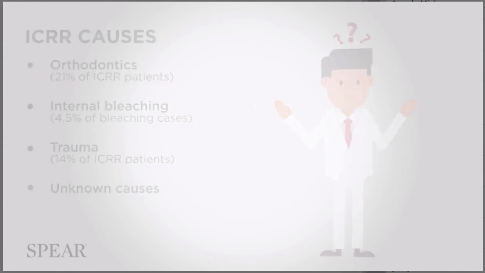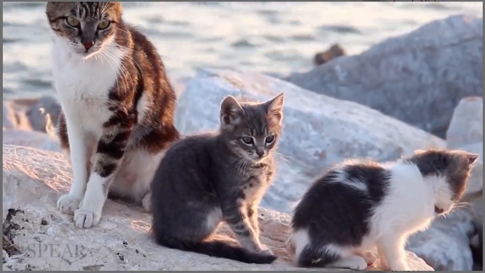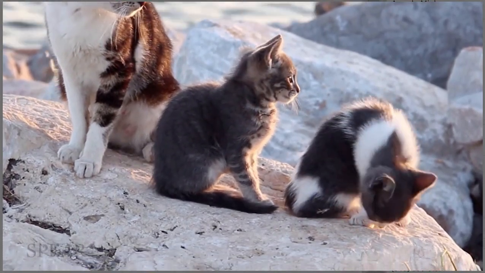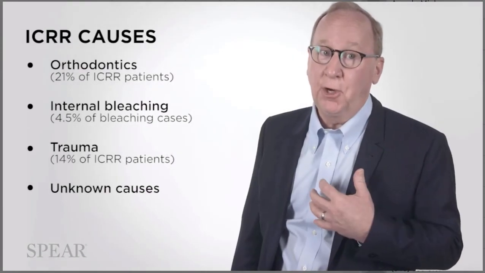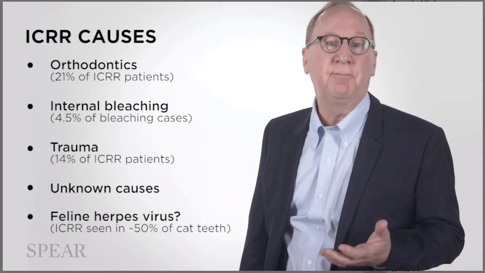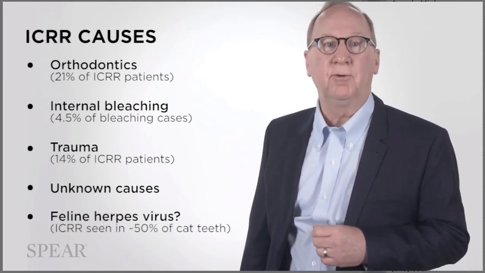Surprisingly, there was one paper that came out that showed that a feline herpetic virus, a virus that's typical in cats, tend to be associated with teeth that have had invasive cervical root resorption. And as you look at cats, and I don't, invasive cervical root resorption seems to occur in about 50% of all cat teeth. So maybe there's some type of relationship here going on.